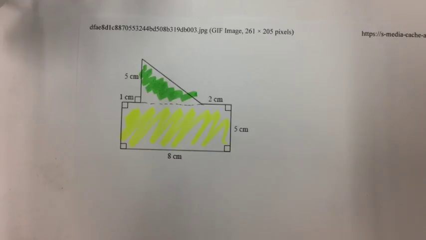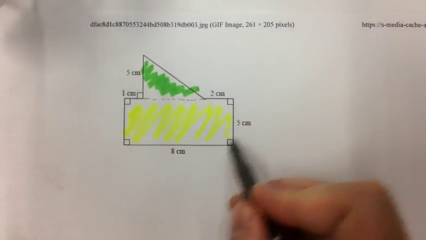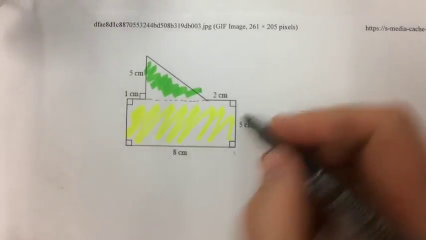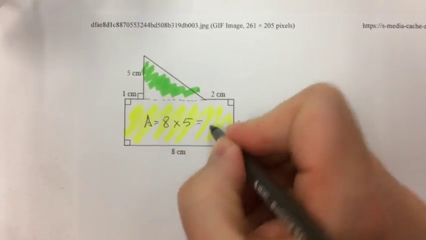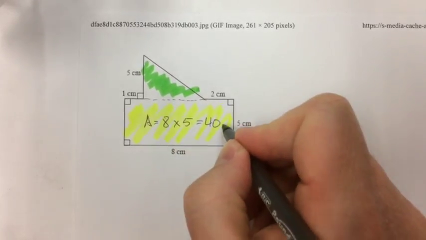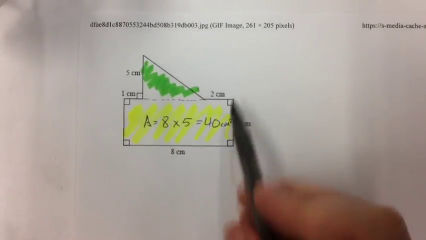Now, again, like the last problem, I have some missing dimensions. I don't have any in the rectangle. I've got this length and this length, so I'm going to do that one first. So the area is equal to, in this case, 8 times 5, or 40 centimeters squared, because the length and the width are 8 and 5.